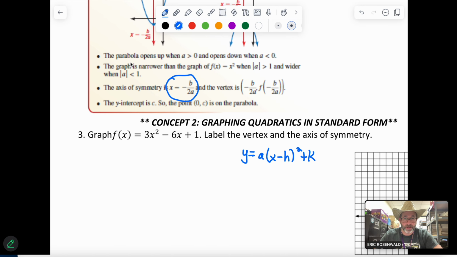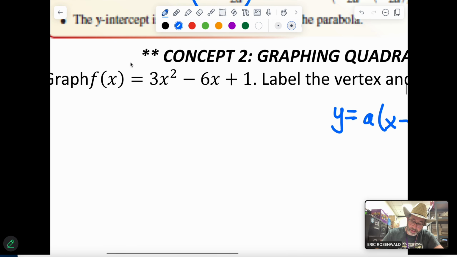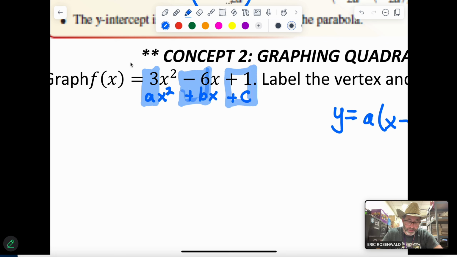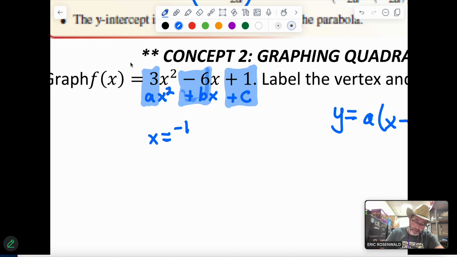It's negative b divided by 2a. So this is currently in that standard form, ax squared plus bx plus c. And if I pull the information that's given me, this right here is my a value, this right here is my b value, and this right here is my c value. We can use those values to go ahead and create our axis of symmetry. We know that x is equal to negative b divided by 2a. That's the formula that's given to us for the axis of symmetry.